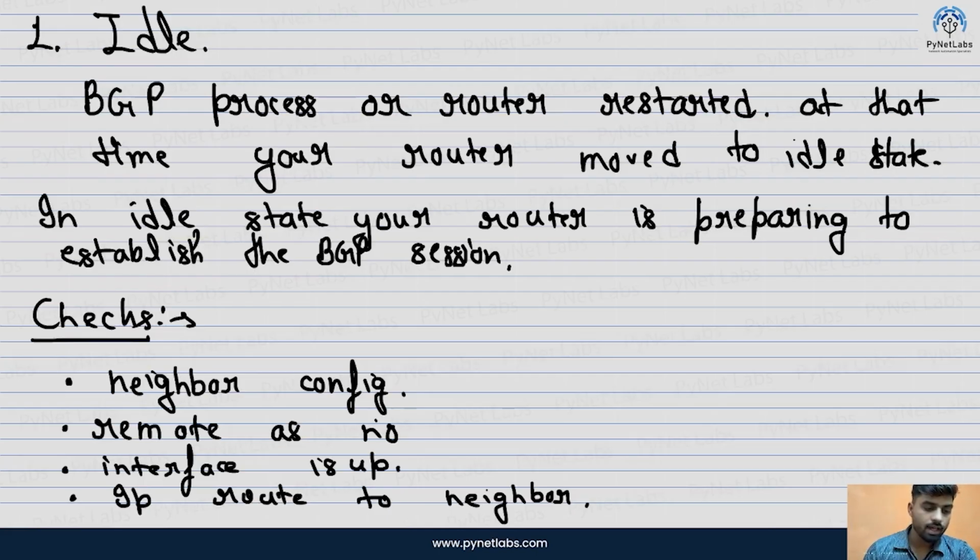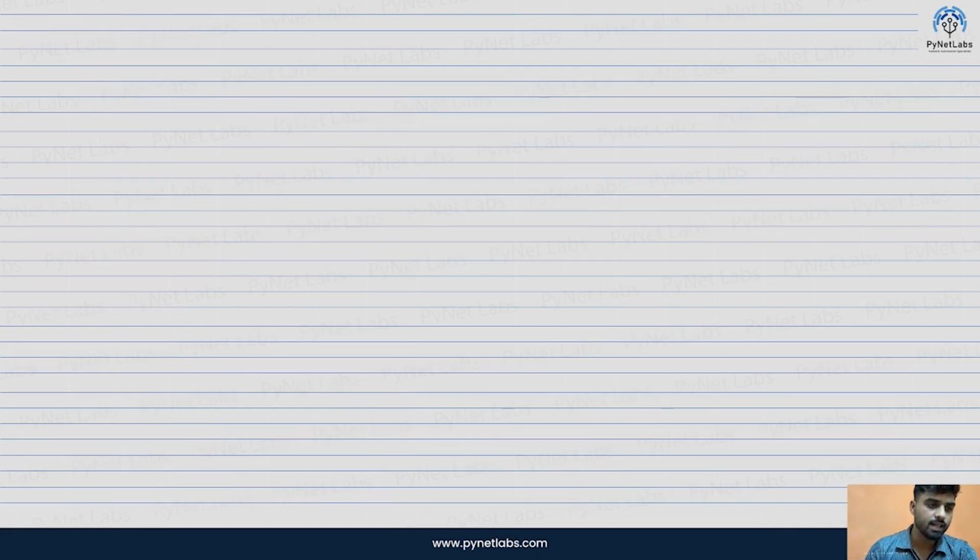Once all of these things are checked, if everything matches between both neighbors, then your router moves to the next state, which is known as the connect state. Now let's understand the second state, connect. At this state, as the name represents, both routers establish one TCP session.